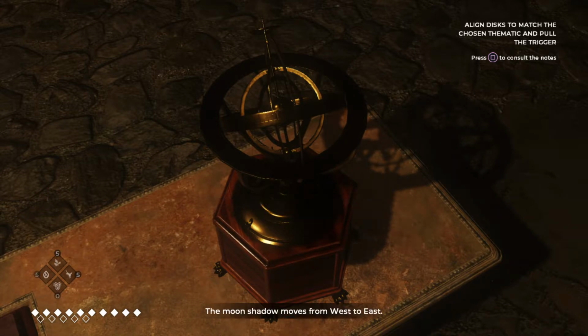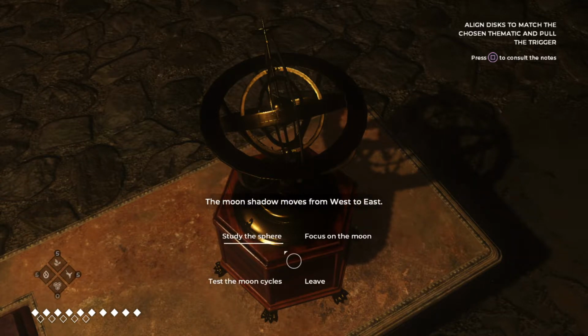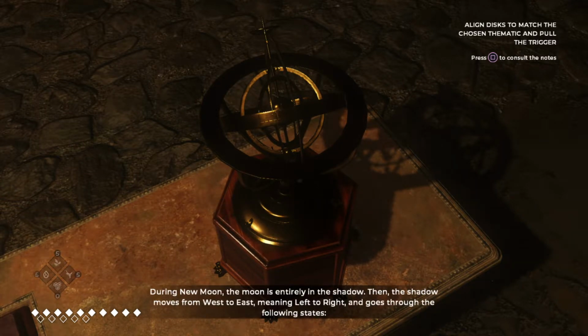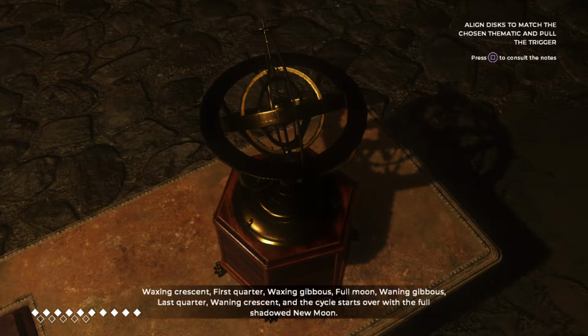The moon shadow moves from west to east. During new moon, the moon is entirely in the shadow. Then the shadow moves from west to east, meaning left to right, and goes through the following states: waxing crescent, first quarter, waxing gibbous, full moon, waning gibbous, last quarter, waning crescent, and the cycle starts over with the fully shadowed new moon.